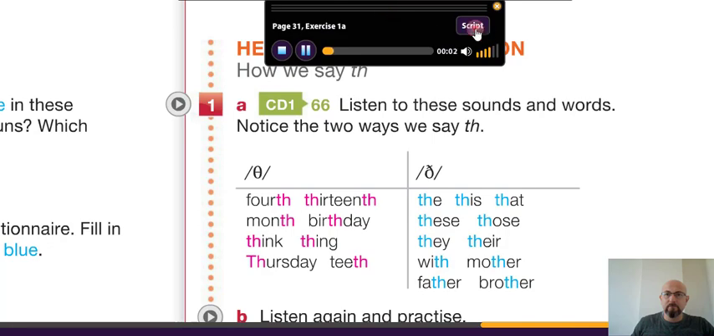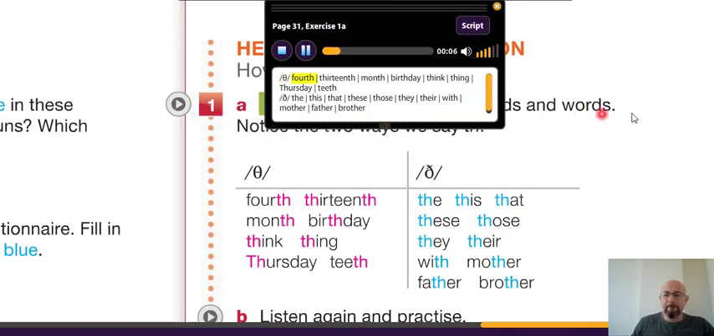Track 66. Fourth. 13th. Month. Birthday. Think. Thing. Thursday. Teeth. The. This. That. These. Those. They. There. With. Mother. Father. Brother.